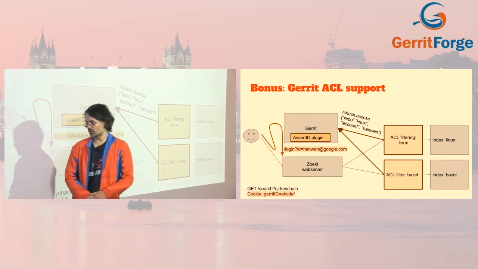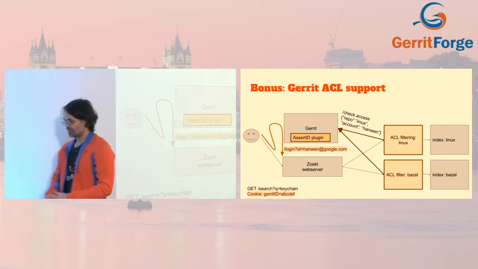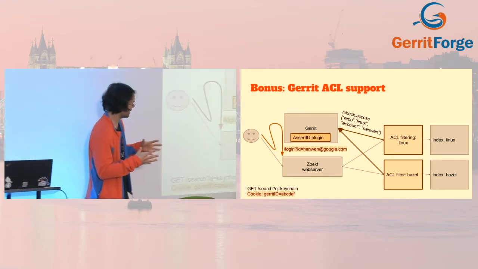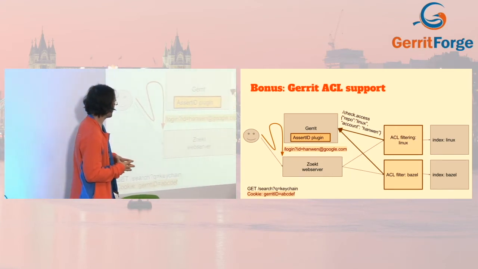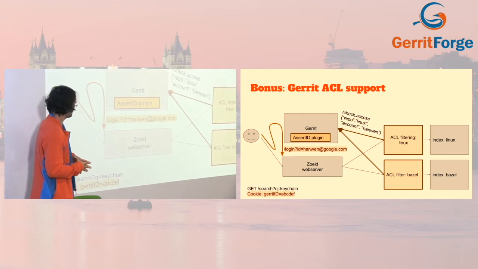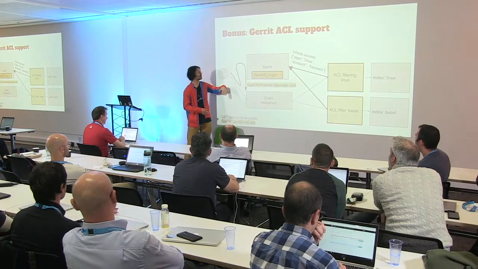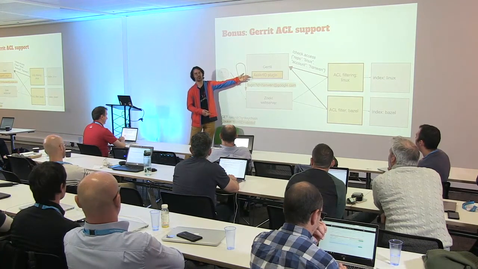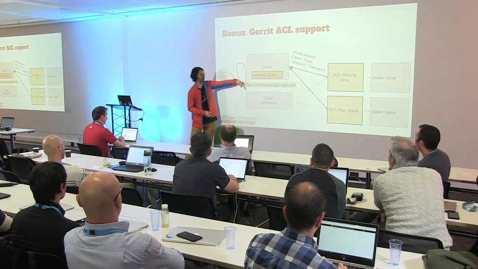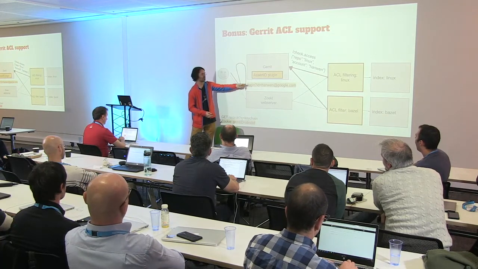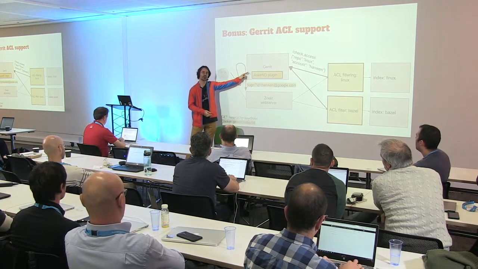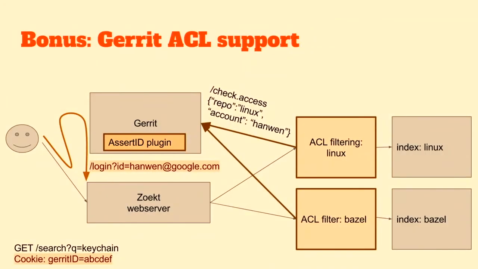So how do you know who the person is? Well, I added some HTML magic, so that in case you don't have a certain cookie, then it goes to Gerrit, where I added a little plugin that then redirects back to the web server. And so the plugin knows who you are on the Gerrit domain, and using a redirect can tell the web server your identity.